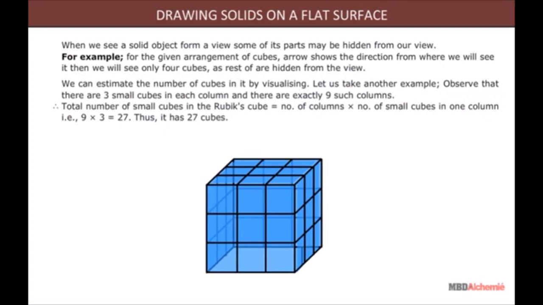Observe that there are 3 small cubes in each column and there are exactly 9 such columns. Therefore, the total number of small cubes in the Rubik's cube is equal to the number of columns times the number of small cubes in one column. That is 9 x 3 = 27. Thus, it has 27 cubes.